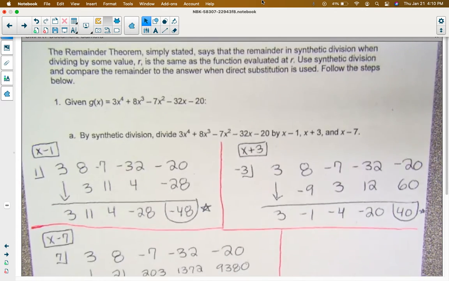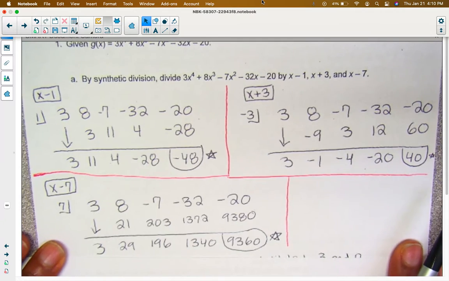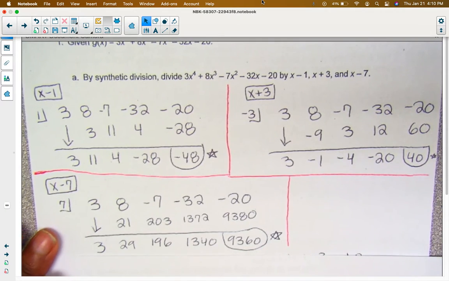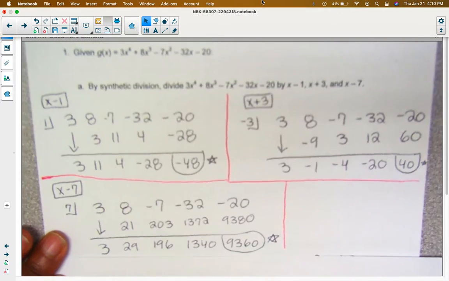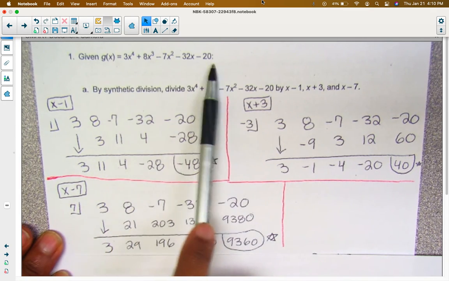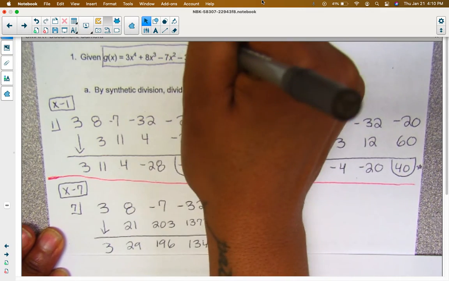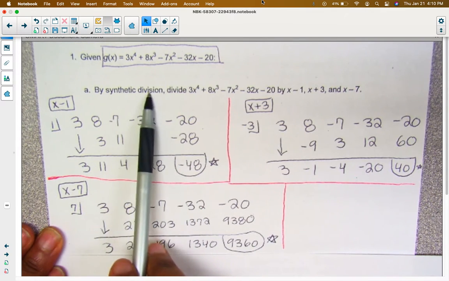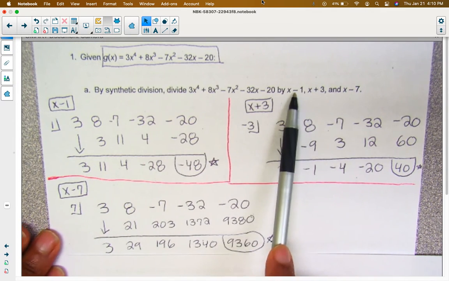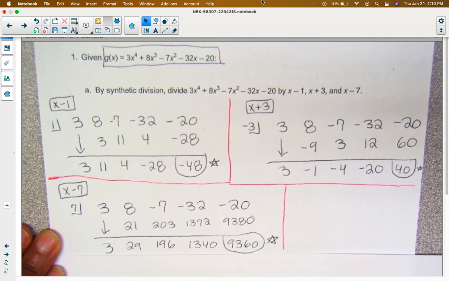So I've already saved ourselves some time because I trust that we are good at synthetic division at this time being. So I've already gone through and I did synthetic division 3 times. So number 1 says given g of x, so this is our function that we're working with. Everything is based off of this function. By synthetic division, divide by x minus 1, x plus 3, and x minus 7. Again, I trust that we are good at synthetic division. I've already gone through and did that for us.